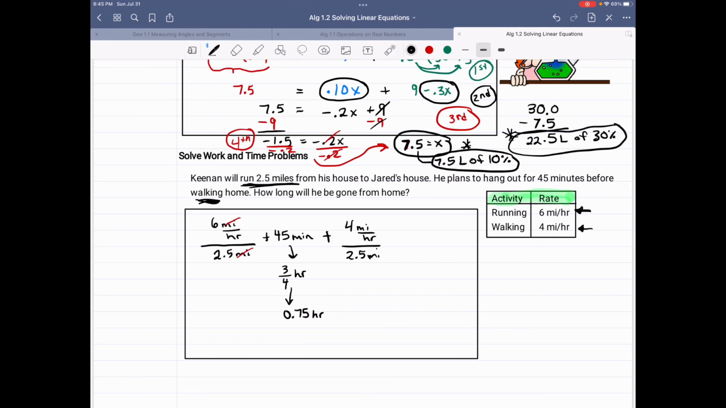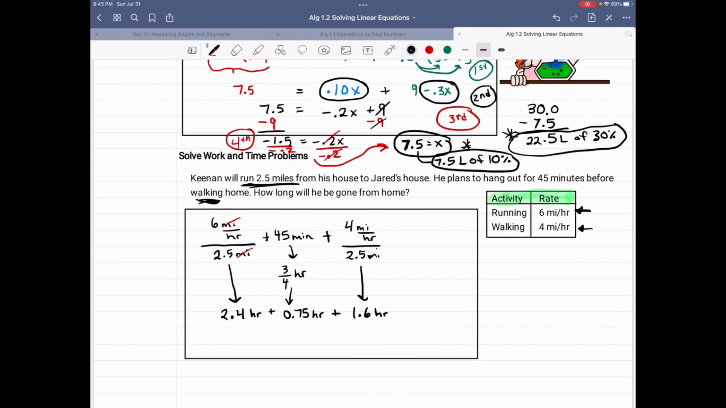6 divided by 2.5, let's do that on our calculator. 6 divided by 2.5, and you get 2.4. So it's going to take him, after we do that division, 2.4 hours to run, plus the amount of time he stays at Jared's house, plus 4 divided by 2.5 is 1.6.